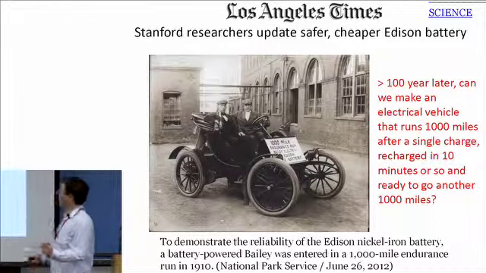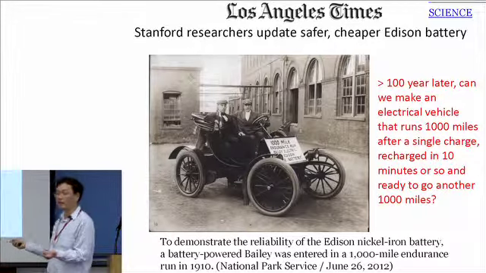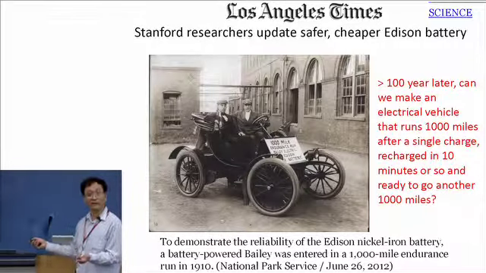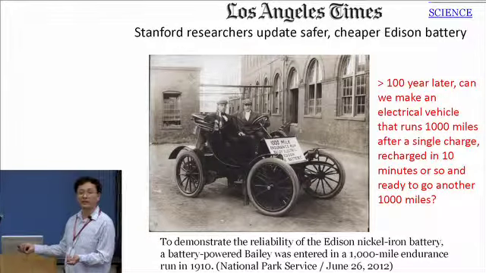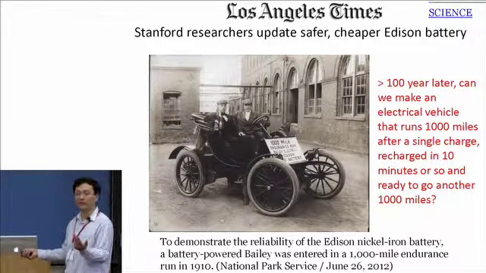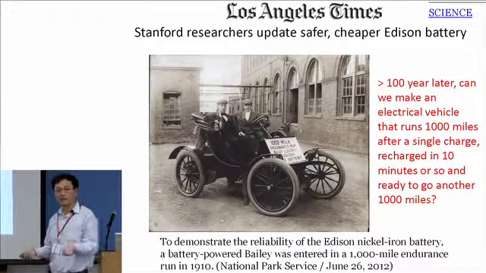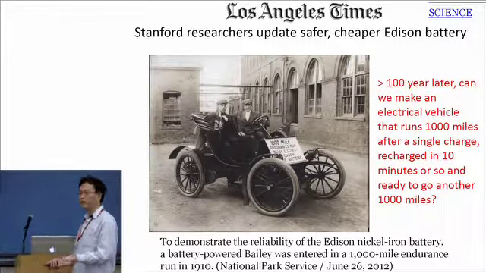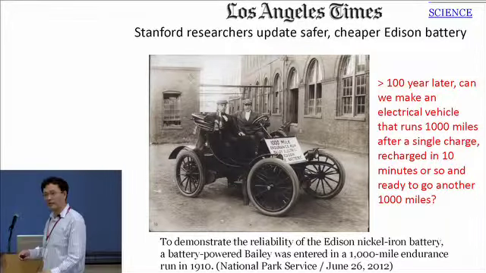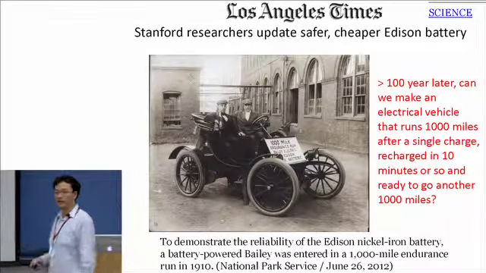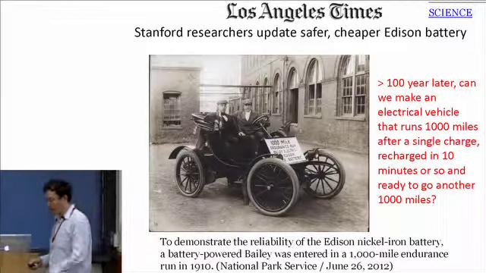In fact, people made electric vehicles more than 100 years ago using the Edison battery. This is an example of it. People actually drove 1,000 miles with it in some sort of competition to show that it works. But the trouble back then, of course, is that it's slow, taking a long time to charge and discharge. Imagine charging a car overnight, then you have to wait in a motel somewhere, and then you can drive the car away.